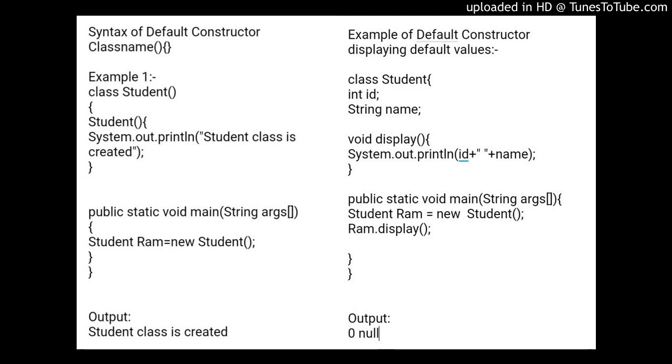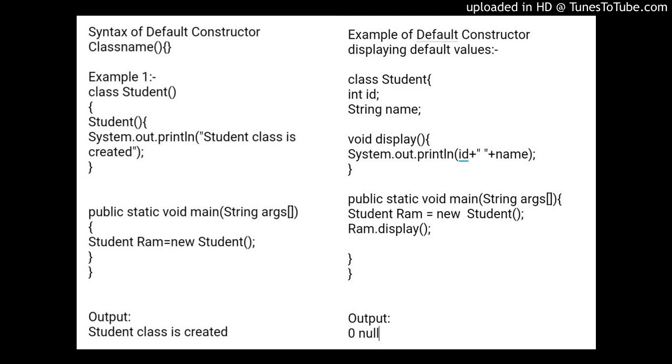Say we have a class named student. So class student, and within that suppose we want to create a default constructor. We can do that by writing student, parenthesis start, parenthesis end. Within the braces you can write System.out.println, bracket start, "class student is created", bracket end.